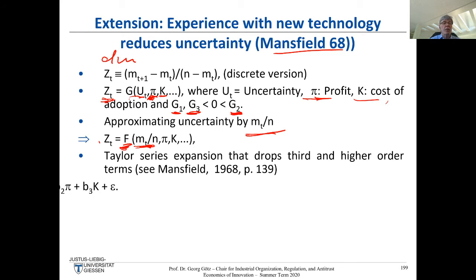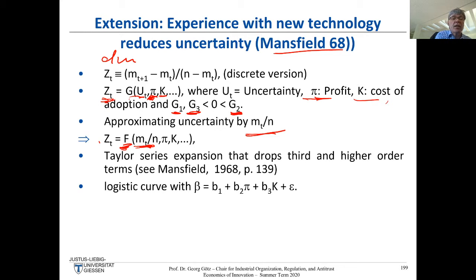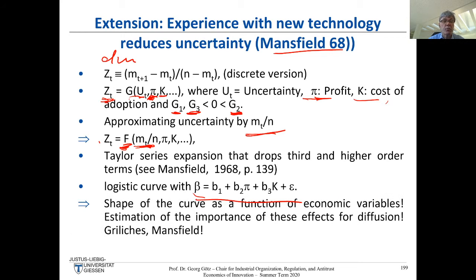If you do some Taylor approximations, you can then have something on the logistic curve, on this beta parameter, and you can estimate the betas as a function of these parameters. So the shape of the curve is a function of the economic variables, and that's what Griliches and Mansfield did in their study.